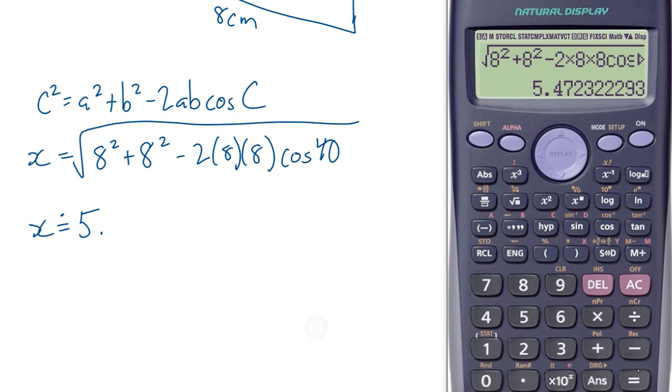5.47, we'll round that. Again, this question doesn't say, so don't get hung up on that. If we rounded it to 1 decimal place, that'd be fine. Round it to 2, that's fine. Just make sure you round correctly. Okay.